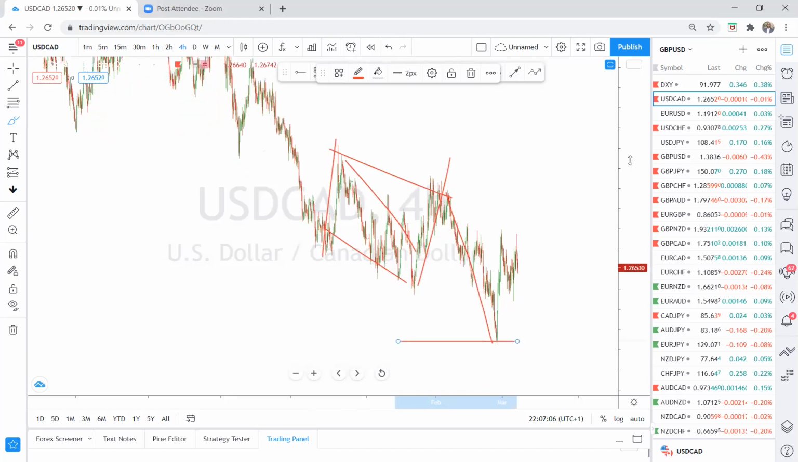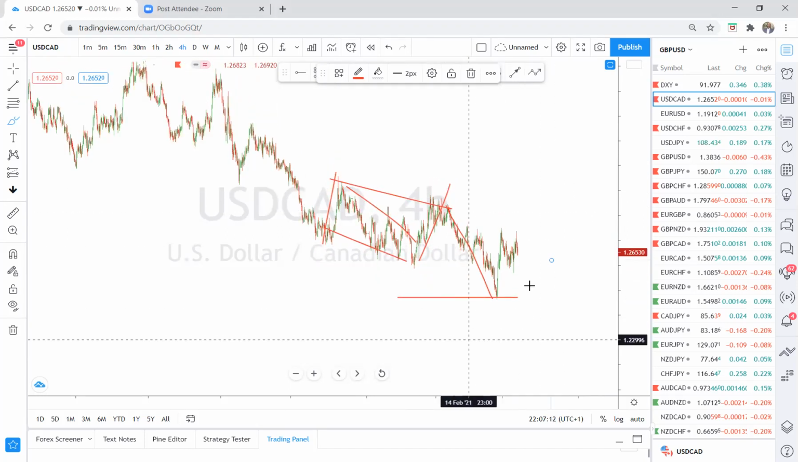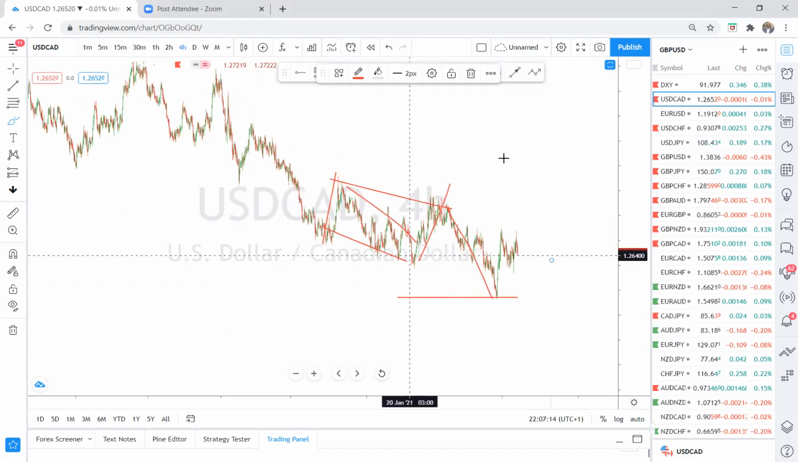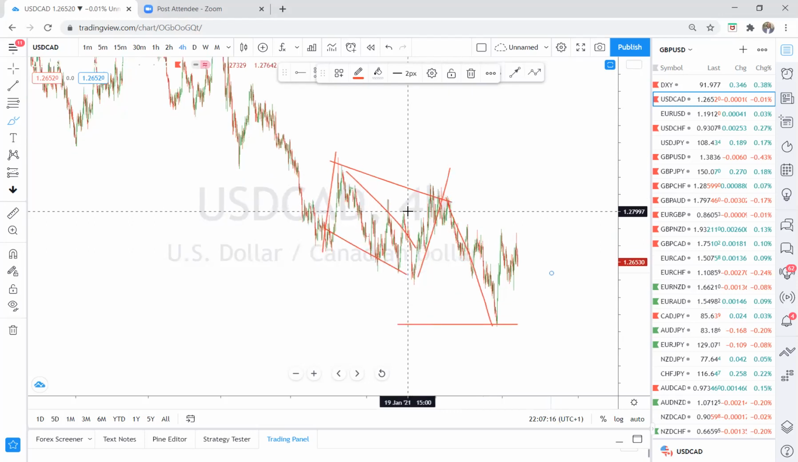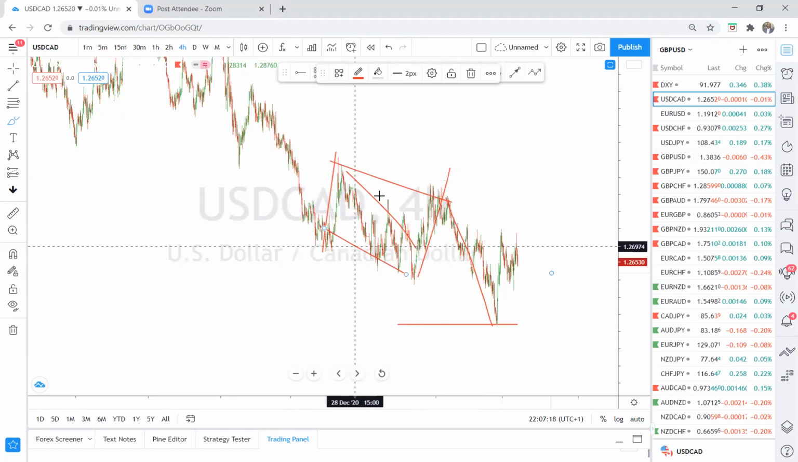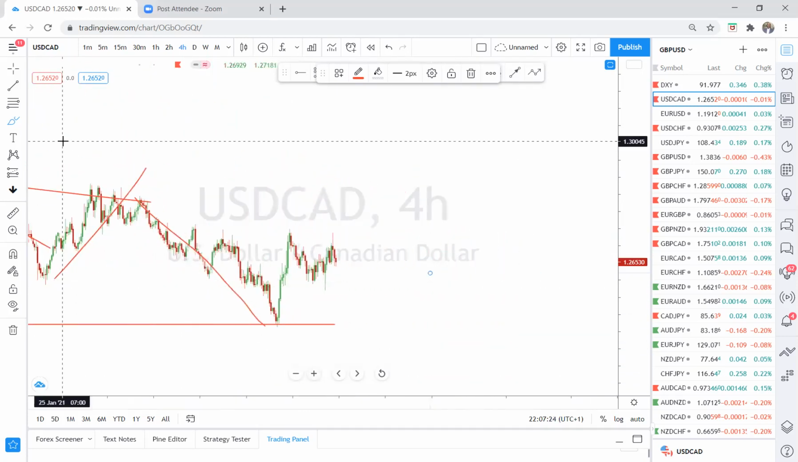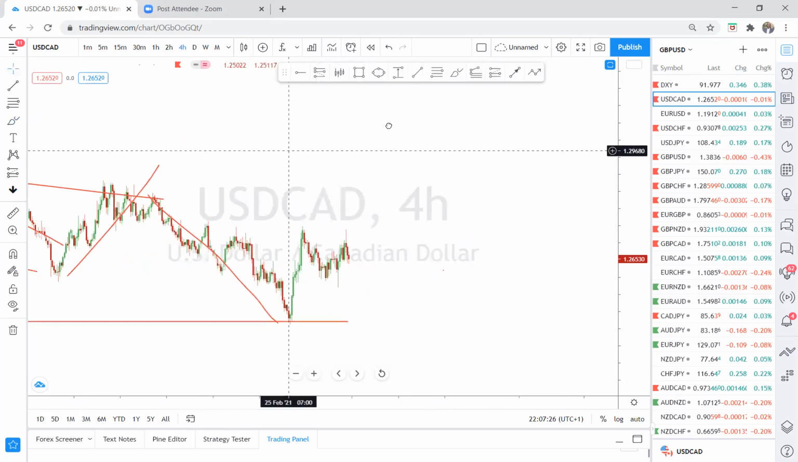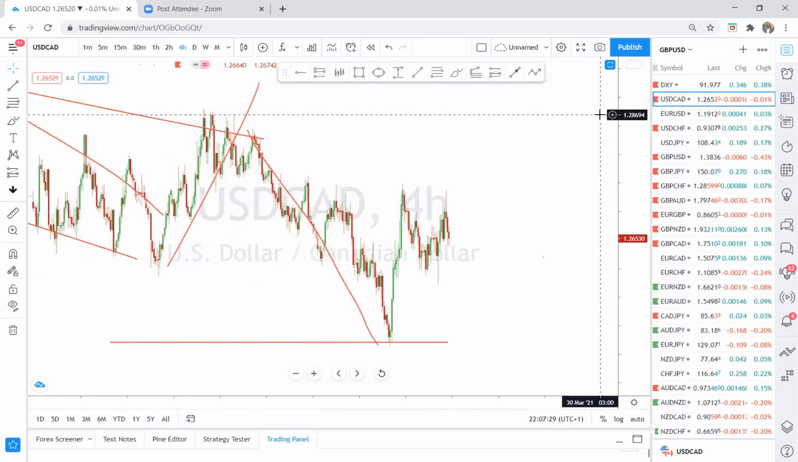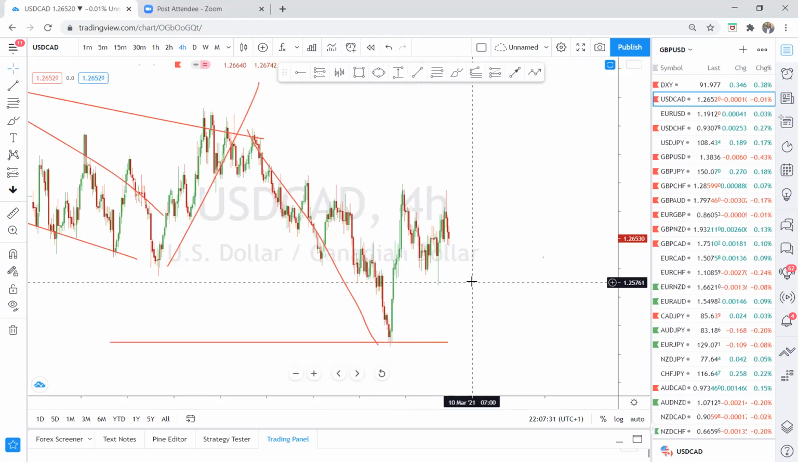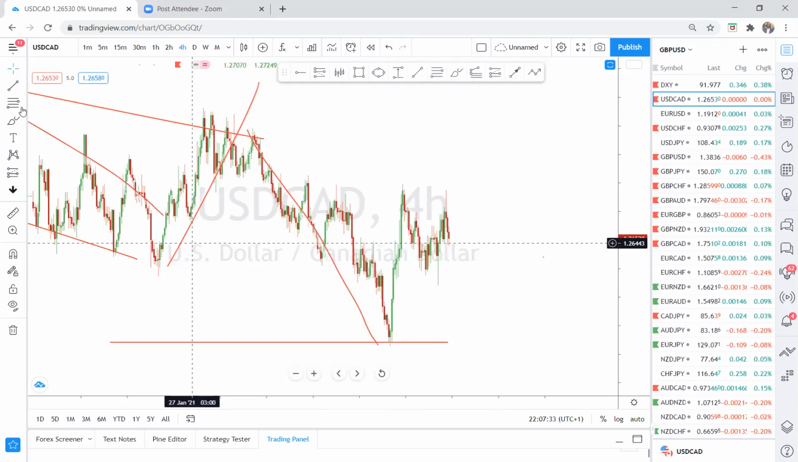So at this level, it has to make a decent corrective structure in order to ensure that downward push to the downside. Bear in mind that the more time it wastes here correcting, the harder it will push to the downside. How can we capitalize on the structure that is forming in USD CAD for a short trade?